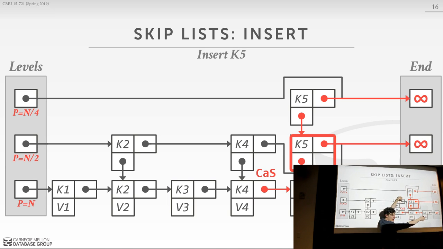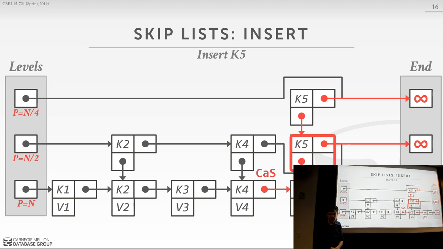So now when I try to do a compare and swap, it will fail and say, whoa, what's up with that? Let me just do a search and find the thing I inserted, because I know that succeeded. Then I work my way back up and figure out what actually came before me. I would see that it's still K4, it's just that the pointer I thought should be pointing to the end is now pointing to 5.5. So I compare and swap and insert myself like that. Once I get it in at the bottom, it's fully in there and everyone can still see it. I just need to make sure I insert myself correctly going up.